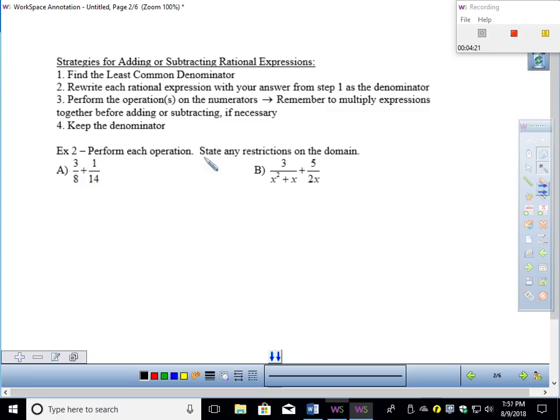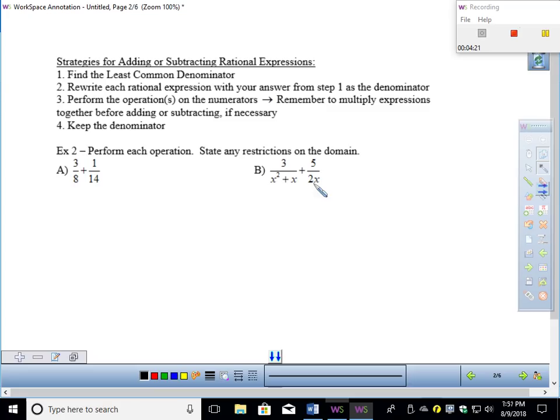Now if you notice, like on notes worksheet number 1, I deal with the restrictions on the domain. Obviously that's not relevant here for part A, but for part B and for part C we'll have to deal with that. Okay. Well, let's go ahead and try this out here.